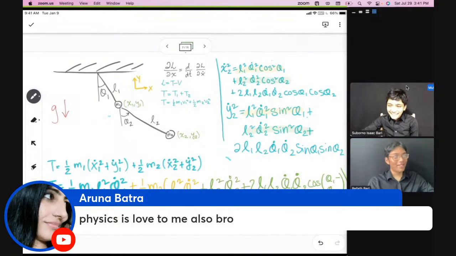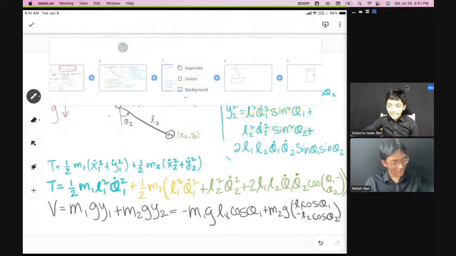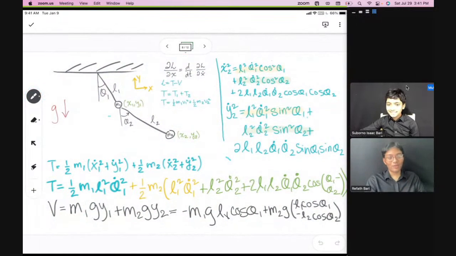Aruna Baitra is also saying physics is love to me also. So that's great that we're inspiring people to enjoy physics. Really, this is what you should be doing in your sleep. Don't brush your teeth or eat food. Just solve Lagrangians and you should be happy.